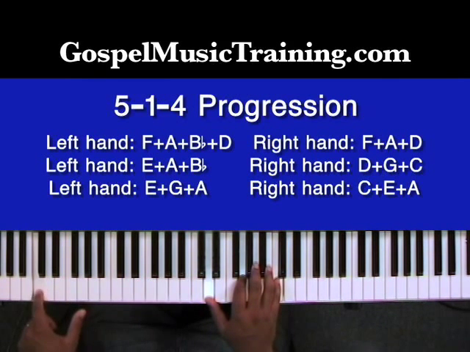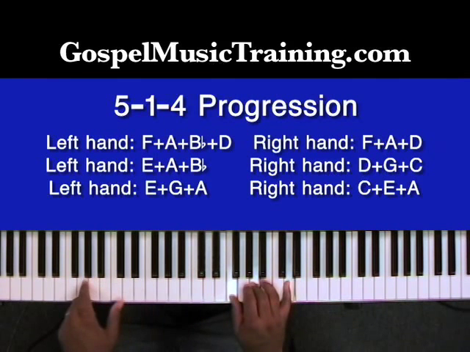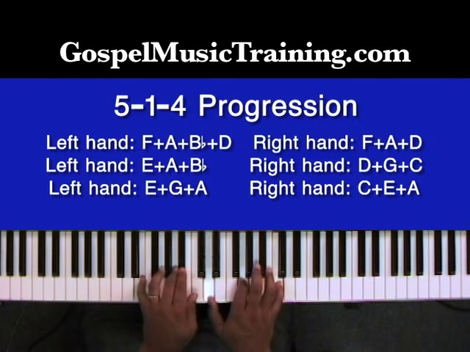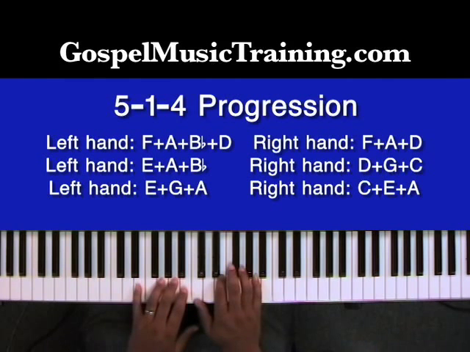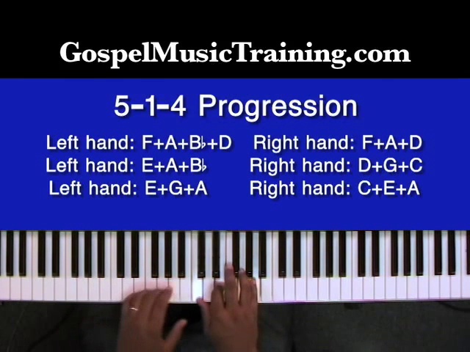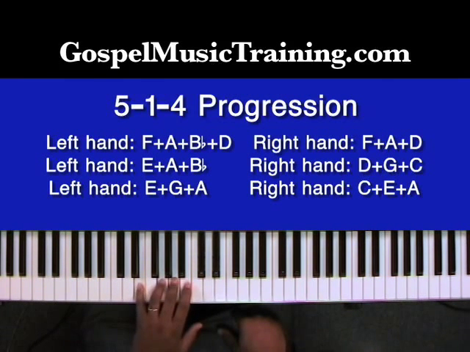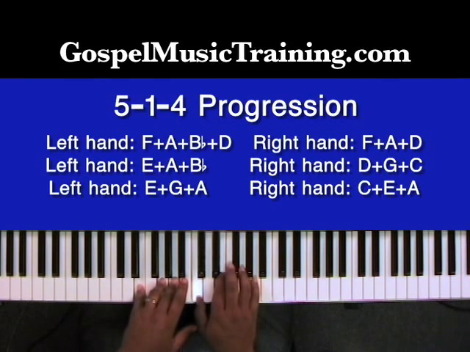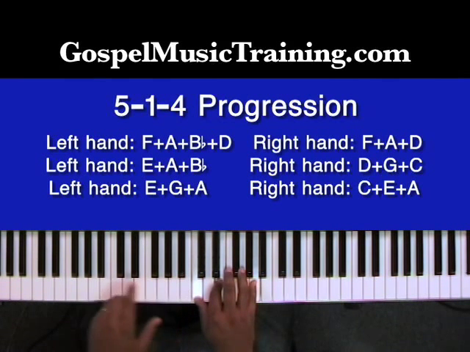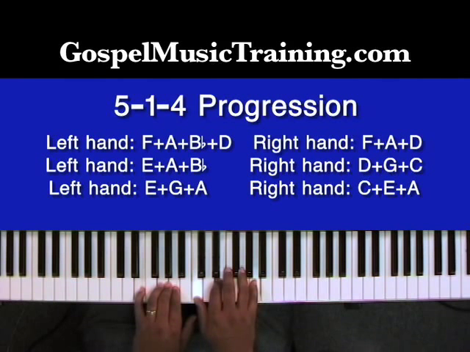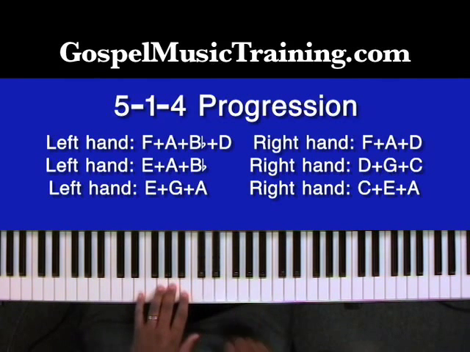Okay, so we got E, A, B flat, and then D, G, and C. So this is off the 1. So it's from the 5 to the 1 to the 4. And off the 4, we have E, G, A in my left hand, and in my right hand, C, E, A. And we know the 4 is going to be some type of major chord.